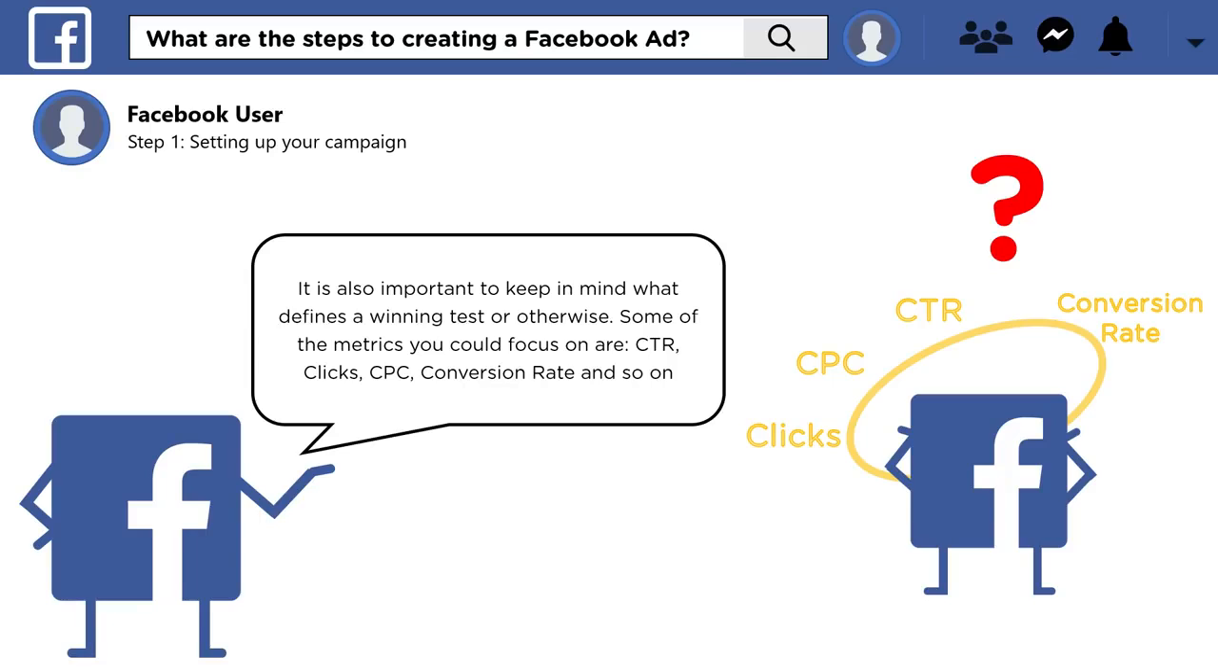It doesn't have to be overly complicated. It could be as simple as testing one call to action against another and determining which one gets more clicks. And if one gets more clicks than the other, then hey, you have a winner.